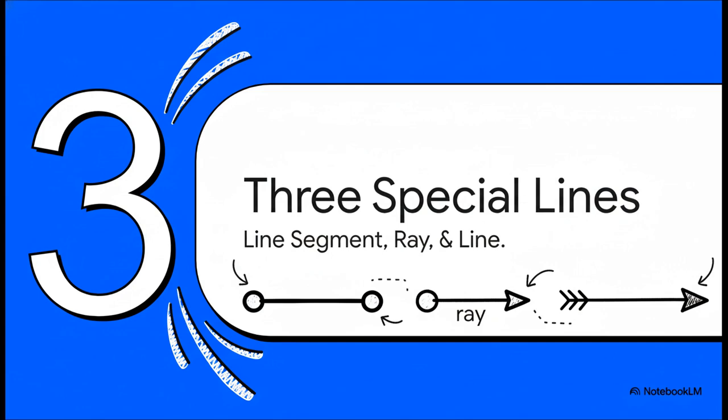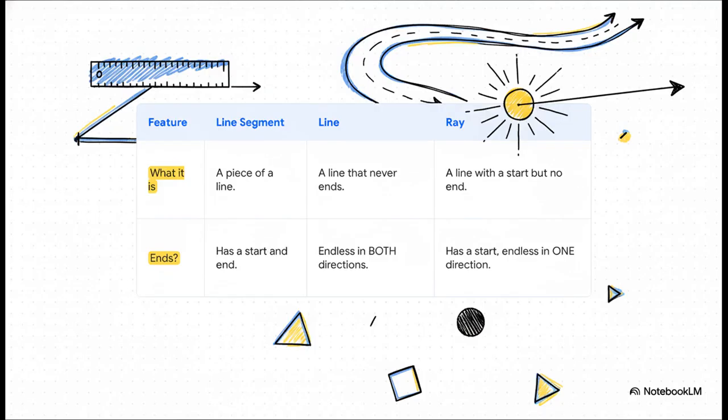We've been talking a lot about lines, but you know what? In math, we have to be very precise. And it turns out there are actually 3 special types of lines. Knowing the difference between them is super important. So let's take a closer look at each one. This little chart makes it all so clear. First, on the left, we have the line segment. A line segment is just a small piece of a line. The key thing is that it has a starting point and an ending point. It stops. The edge of your ruler, that's a line segment.